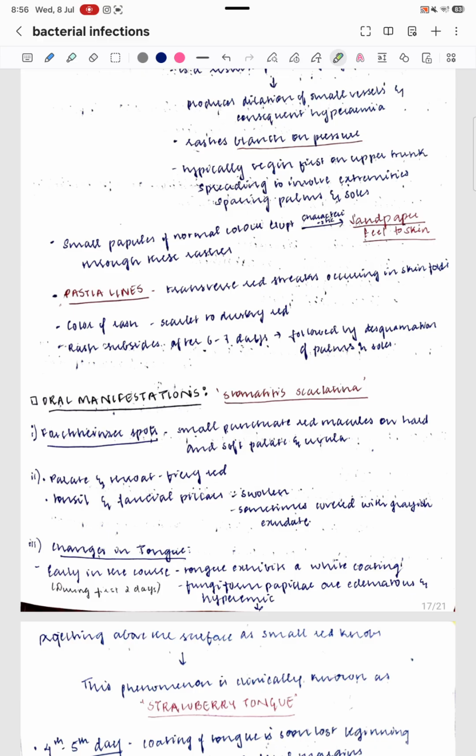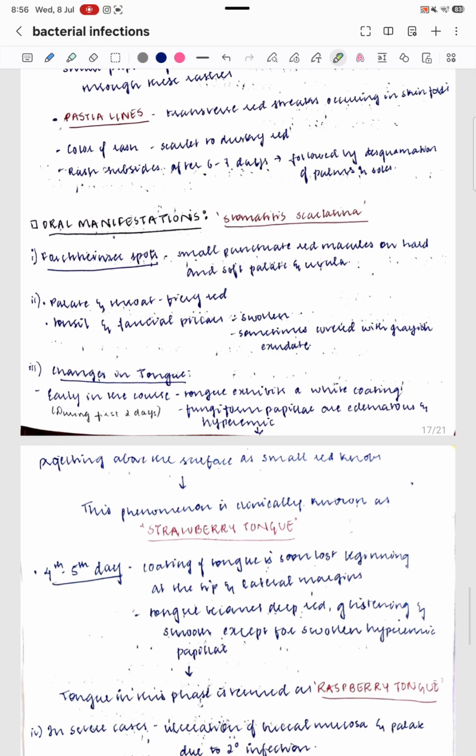Now there is also something called Pastia's lines. So what are Pastia lines? These are transverse red streaks occurring in the skin folds. That is the rash. The rash is like a transverse red streak. The color of the rash is scarlet to dusky red. The rash subsides after 6 to 7 days, followed by desquamation of palms and soles.